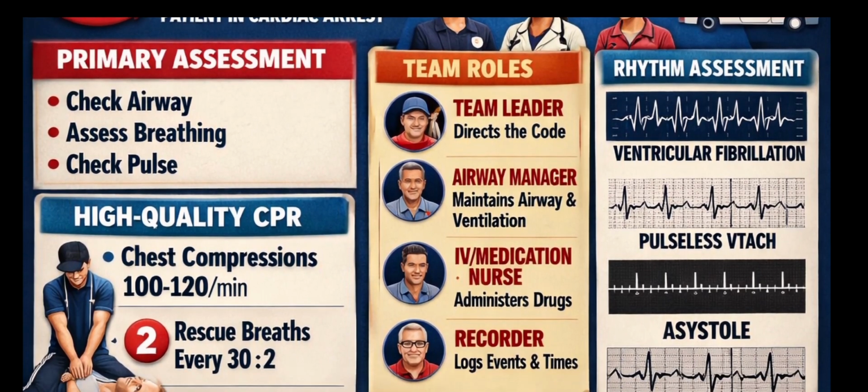So what are the team roles during a code? The coordinated team improves survival. The team leader directs the resuscitation, makes clinical decisions, and ensures protocol adherence. The airway manager maintains the airway, performs intubation if needed, and manages ventilation.